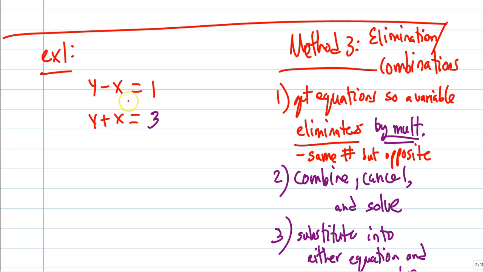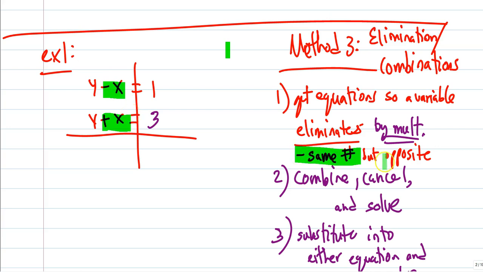That's already done. If I look at these two equations like one big addition problem, two of the variables are ready to cancel out. We have a negative x and a positive x. They are the same number, but they are also opposite. One is positive 1, the other is negative 1. So if I were to combine these, those x's would cancel. The y's would combine, and 1 and 3 would combine to make 4. So technically on this one, step 1 was already done.